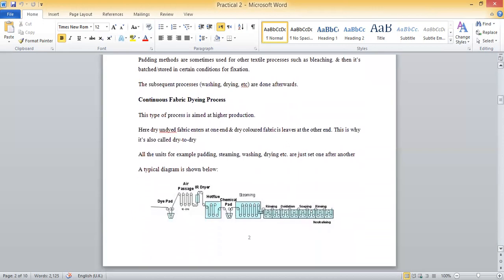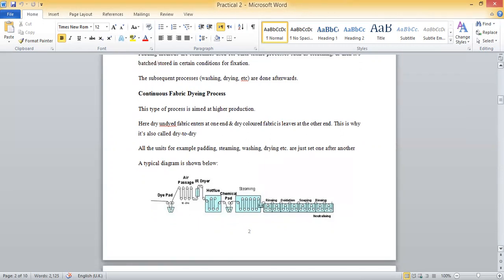Then we have the continuous fabric dyeing process. As is clear from its name, all the things happen at the same time in a continuous manner. This type of process is aimed at higher production. Here, dry, undyed fabric enters at one end and dry colored fabric leaves at the other end. That is why it is also called ready to dye. A typical diagram is shown below.